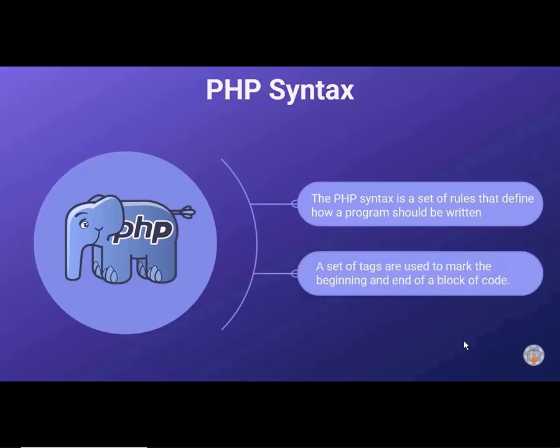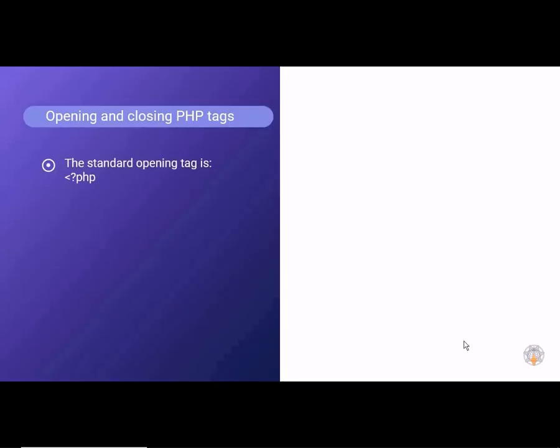A set of tags are used to mark the beginning and end of a block of code. So whatever code we write in a PHP program, it should be enclosed within the beginning tag and closing tag of PHP. So let's see the opening and closing tags of PHP. This is the standard opening tag of PHP, that is angle bracket, question mark, PHP. This is the opening tag, and this is the closing tag, that is question mark and angle bracket.